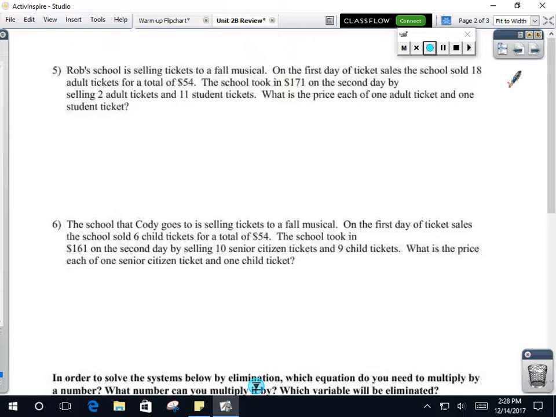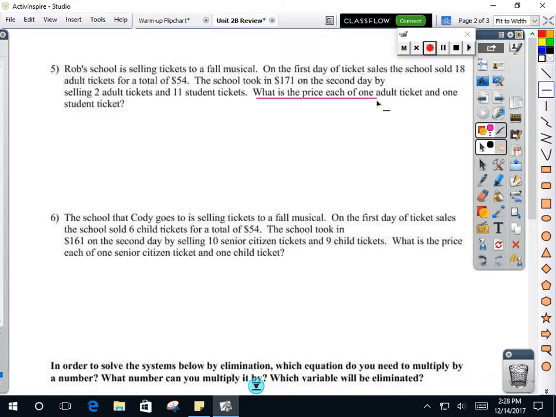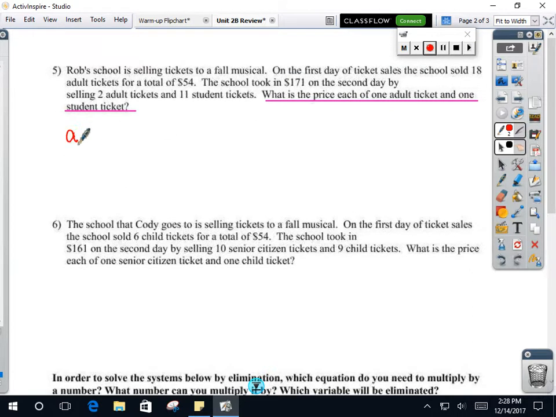Rob's school is selling tickets to a fall musical. On the first day of ticket sales, the school sold 18 adult tickets for a total of $54. The school took in $171 on the second day by selling 2 adult tickets and 11 student tickets. What is the price of 1 adult ticket and 1 student ticket? Okay, that's what they're wanting us to figure out. So for that reason, our unknowns are the price of an adult ticket, so we'll call that A, and the price of a student ticket, so we'll call that S.